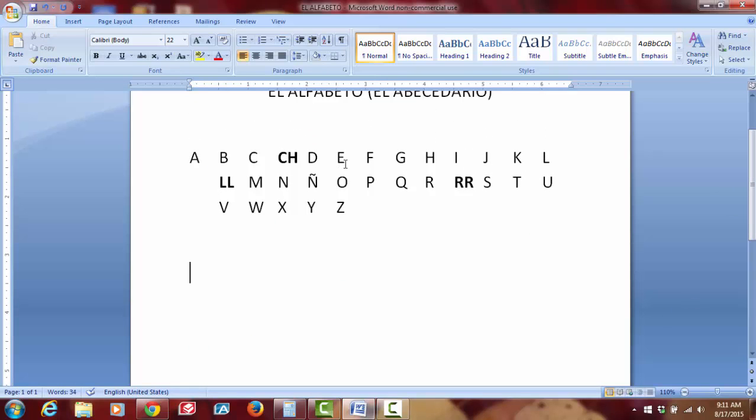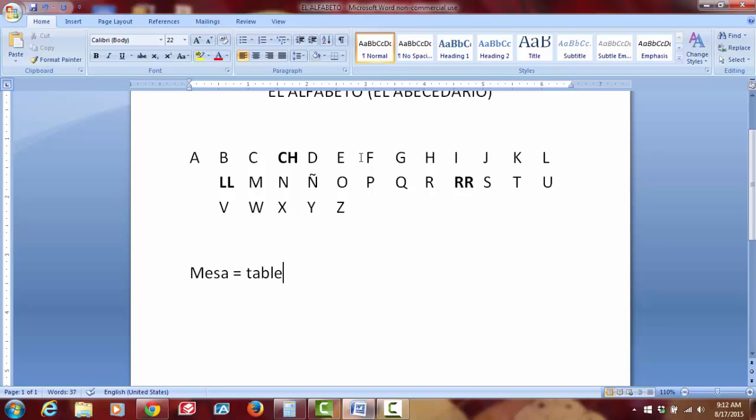All right, la letra E. This sounds like the long A in English. A. The example here would be mesa, which means table. Mesa.